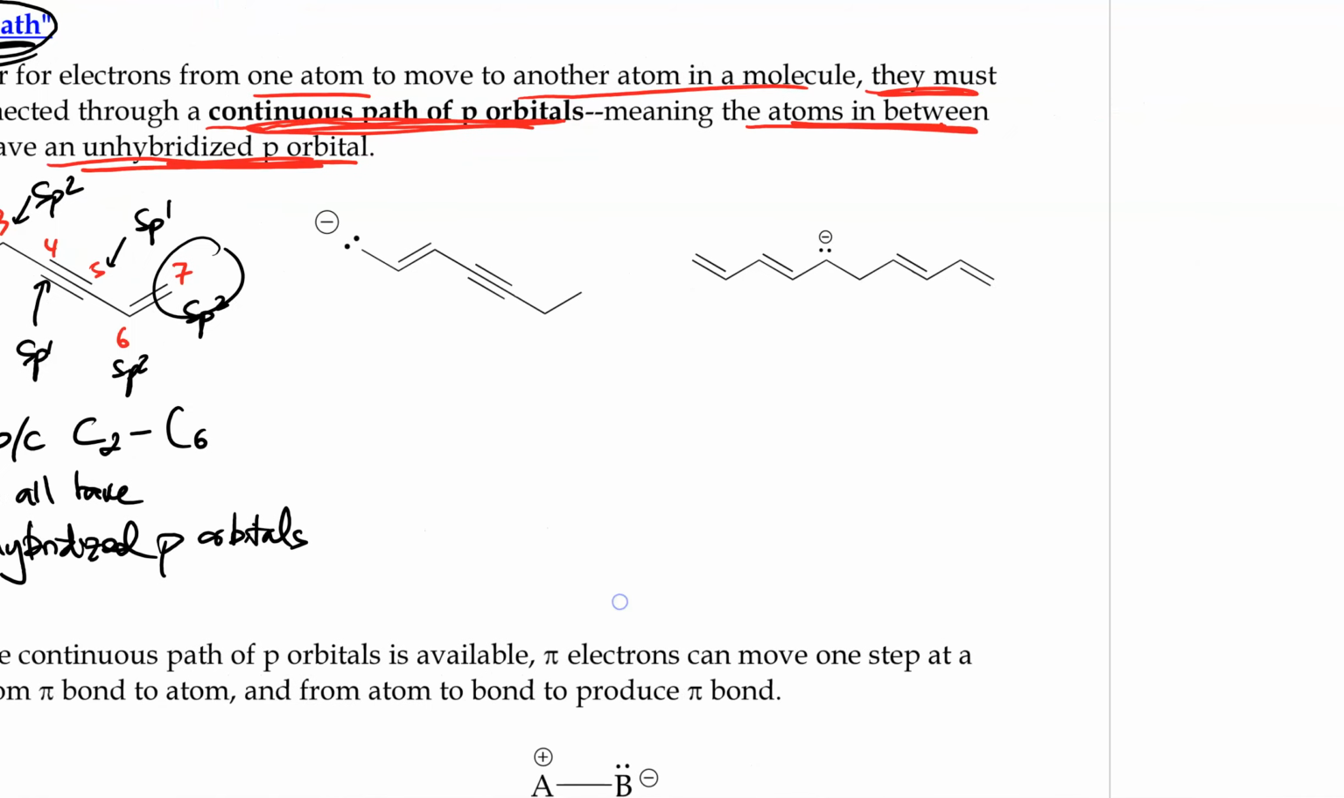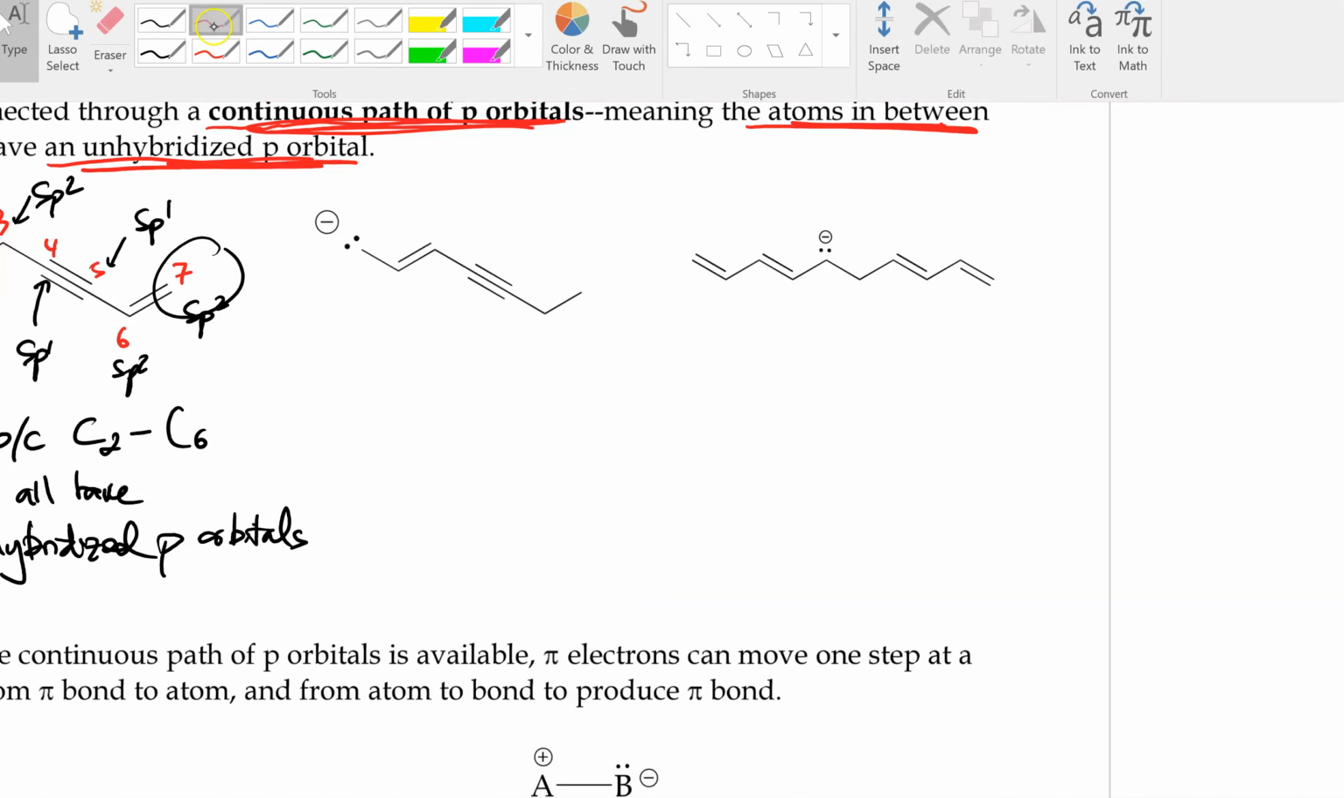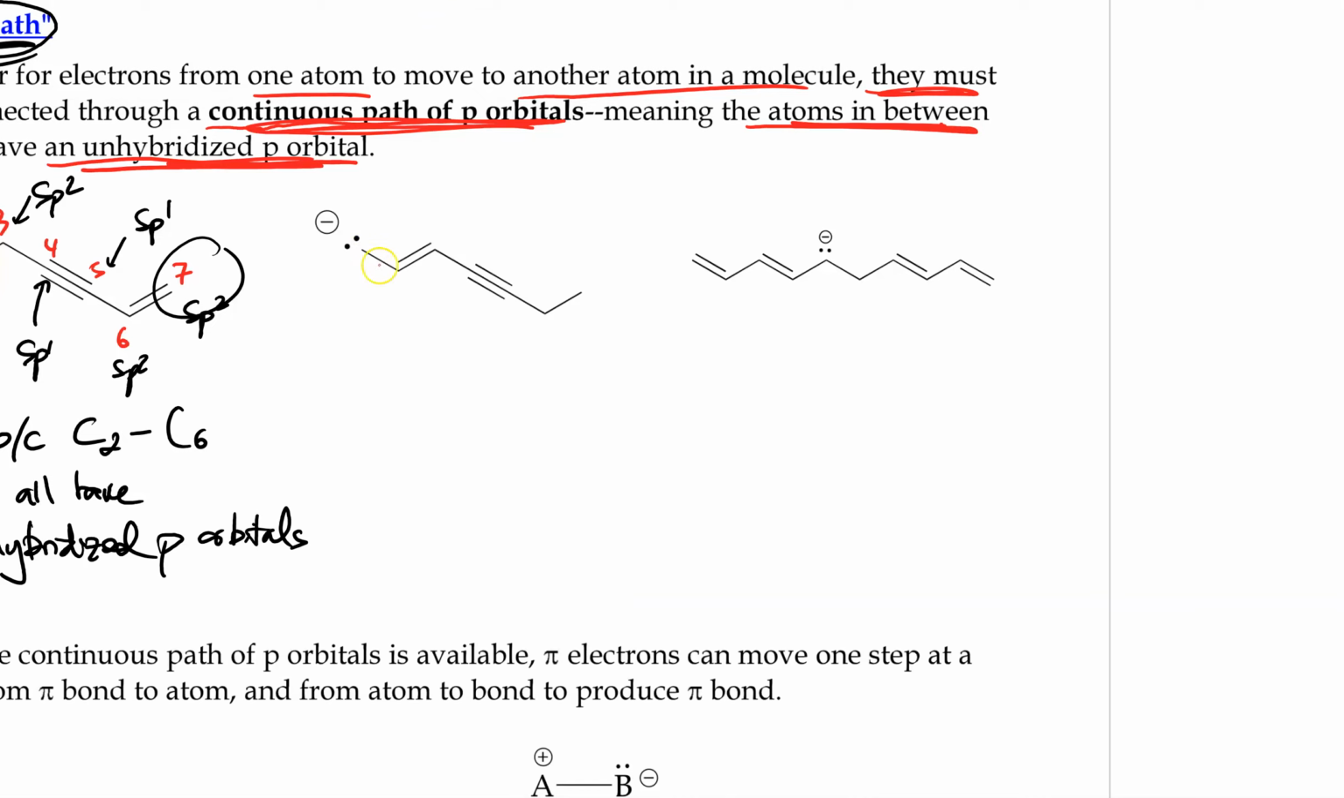And now let's try another example here. In this molecule, is it possible that we can push the electron all the way from this carbon to this carbon right here? So let's label again: carbon 1, 2, 3, 4, 5, 6, 7. Is it possible that we can move the electron from carbon 1 all the way to carbon 7 in this case? So let's analyze this. Again, we need to see whether we have a continuous path of p orbitals between carbon 1 and carbon 7. So let's take a look at the hybridization of all of these carbons.